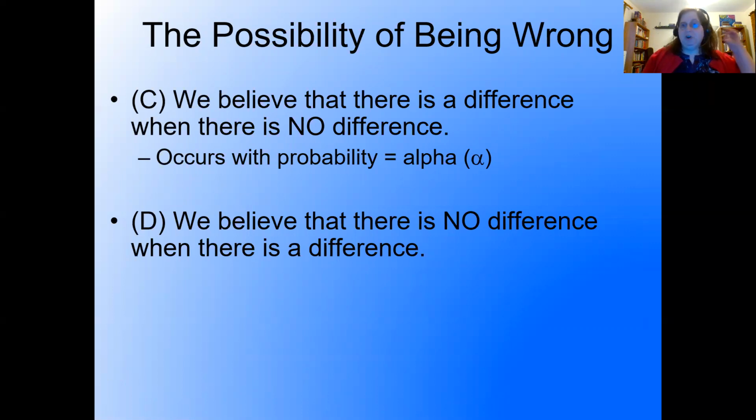When there actually is one. So again, this first one, the C, occurs with probability alpha. It's what we like to call type 1 error, and this one is what we like to call type 2 error. And we'll talk more about those kind of errors in just a moment. Now you can make very reasonable decisions and still get it wrong. And that's part of the big point I'm trying to make here, because we don't know what the population looks like. We only know what our sample looks like.